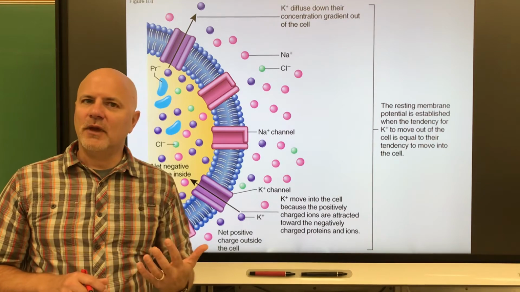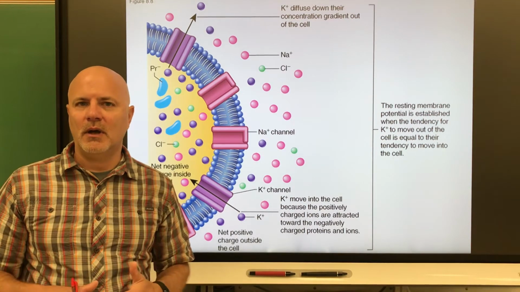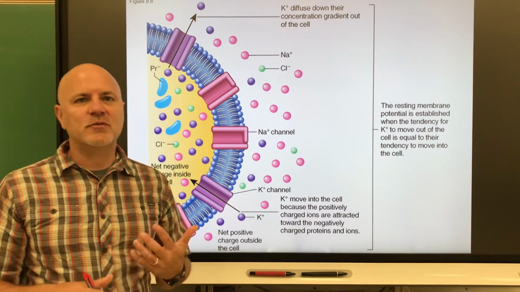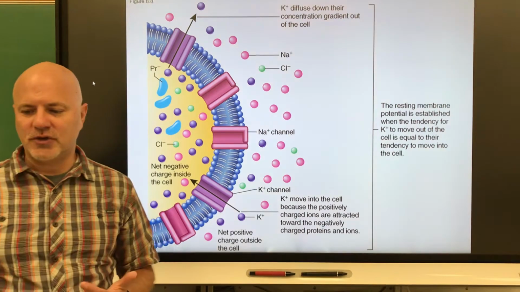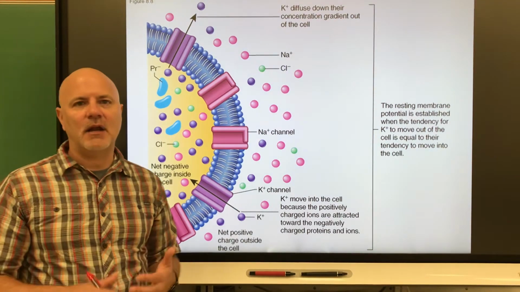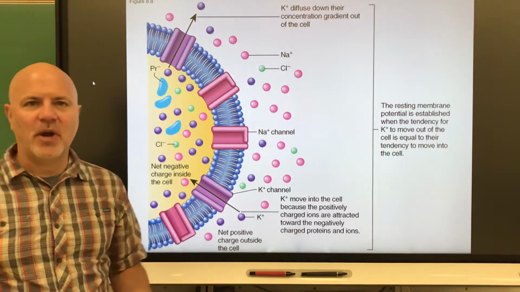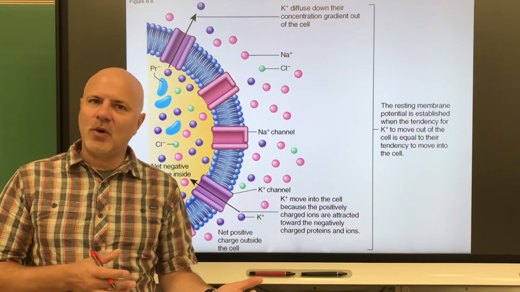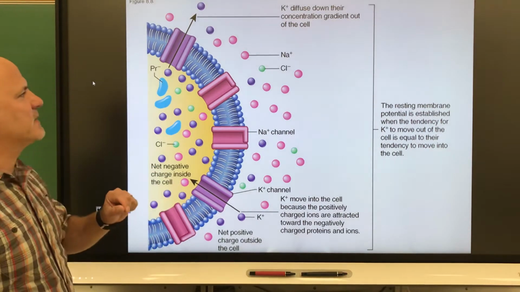So let's start off with the normal situation where we don't have an impulse moving along a membrane. This is what is known as resting potential. Resting potential is the difference in electrical charge between the inside and the outside of an undisturbed nerve cell. The plasma membrane is polarized, meaning it's positive on one side and negative on the other. So let's look at outside the plasma membrane.